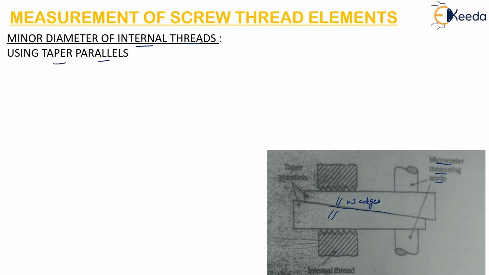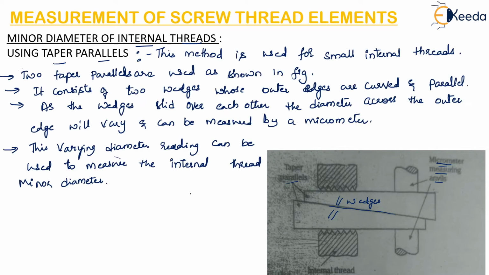We can call these wedges taper parallels. When the edges slide over each other, the diameter of the outer edge will vary, and it can be measured with the help of a micrometer. This varying diameter will cause a reading in the micrometer, and that will give us the minor diameter of the internal threads. This method is suitable only for small internal threads.